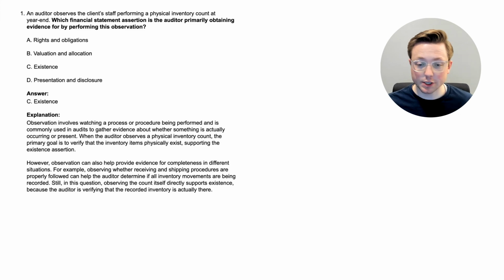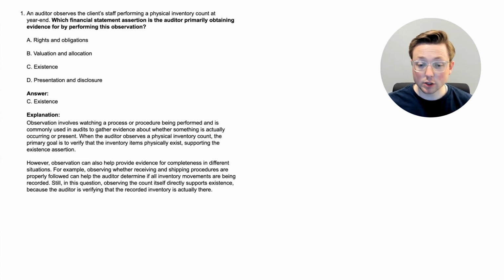Observation involves watching a process or procedure being performed and is commonly used in audits to gather evidence about whether something is actually occurring or is actually present. And that makes sense. If you can observe that something is there, that's pretty good evidence that it is there, that it actually exists. When the auditor observes a physical inventory count, the primary goal is to verify that the inventory items physically exist, supporting the existence assertion. So again, with this observation, they are trying to assert that those pieces of inventory indeed exist. But let's read a little bit more.